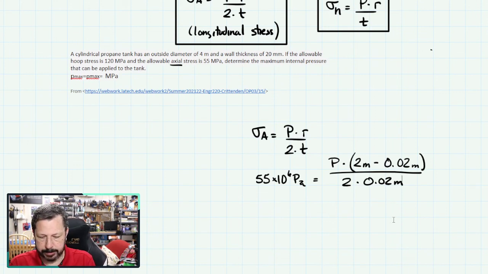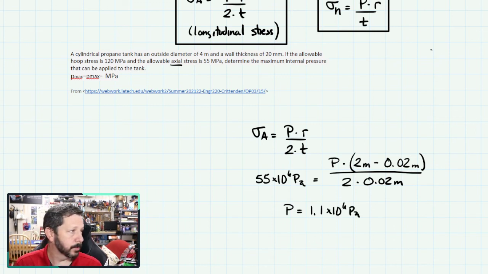So let's see if we can put the numbers in here. We've got 55 million times 2 times 0.02, and then let's divide by 2 minus 0.02. And I get a bunch of ones. So I get P equals, I think, 1.1 times 10 to the 6 pascals. I think that is what I get there. I'm just checking.